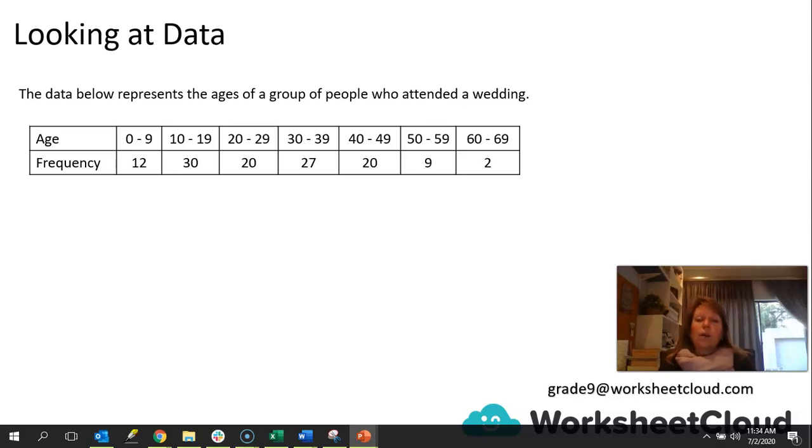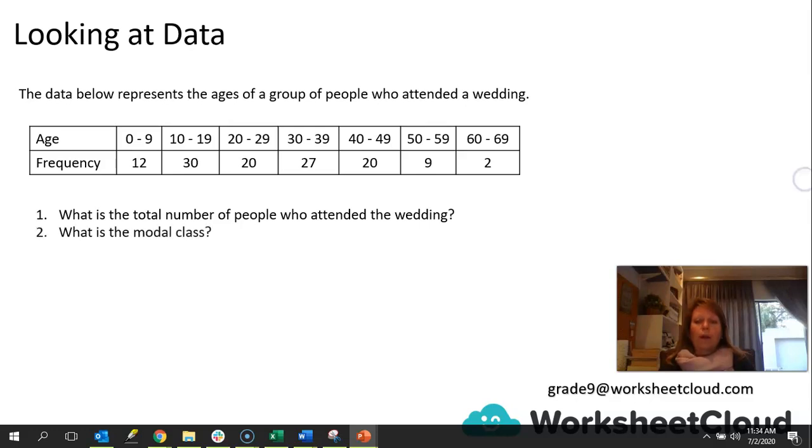Okay, so now we can manipulate this data to answer some questions. And as you can see, these are the age groups and these are the frequency. The frequency just means the number of people in each age group. Okay, so let's have a look what we'll have to find out. What is the total number of people who attended the wedding? What is the modal class? And you need to draw a pie chart to represent the above data. And that we will go through step by step.